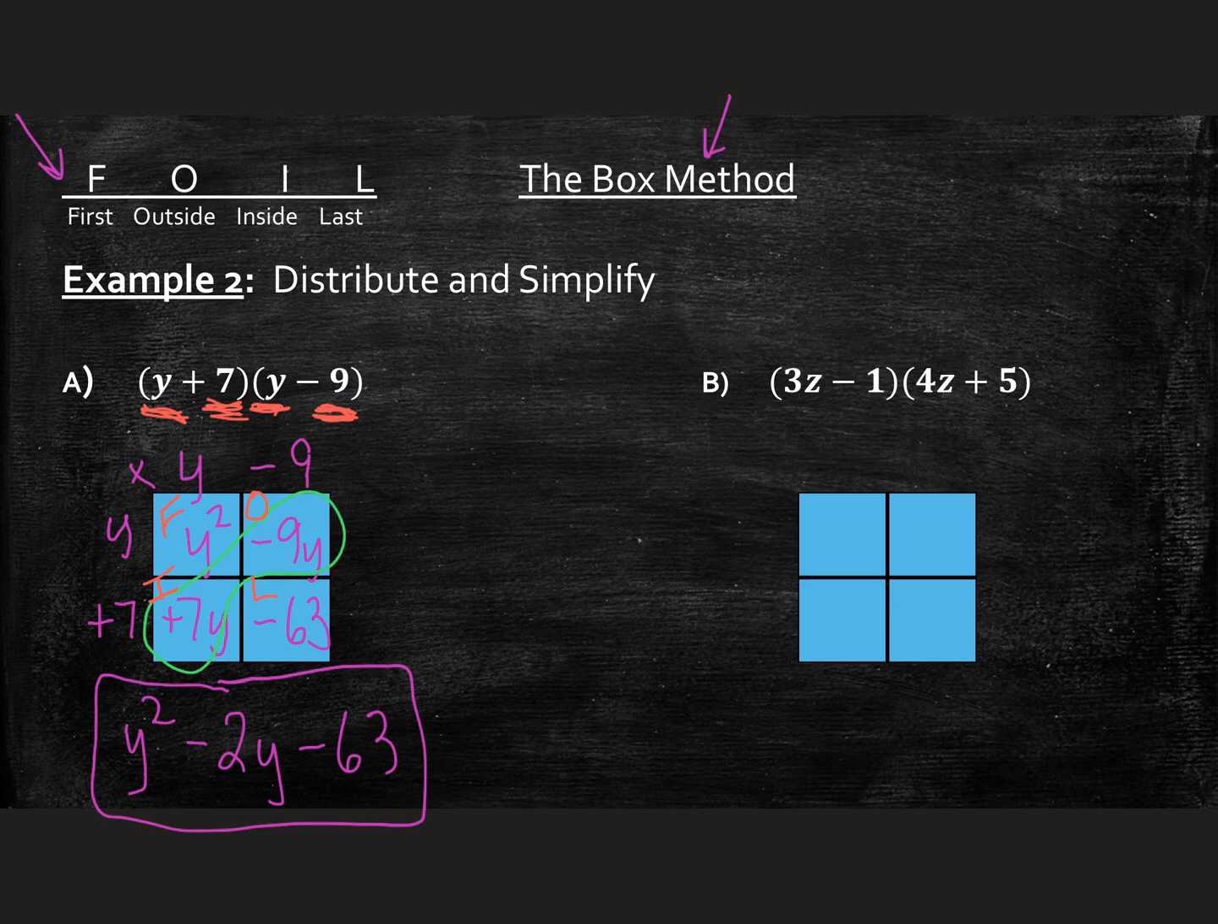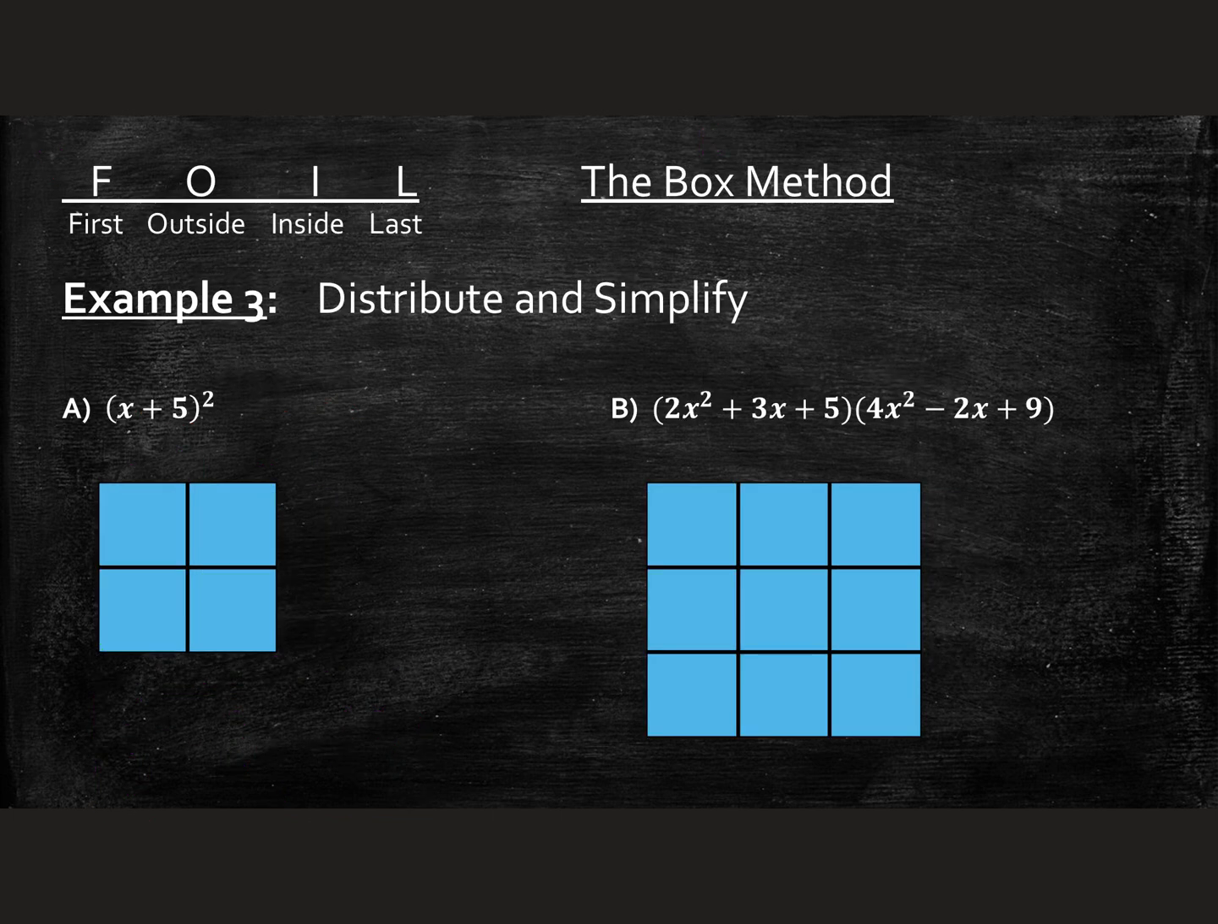Okay, so let's try part B. If you want to pause the video and try this on your own, go ahead and do that, and then press play when you're ready to check your answer. All right, go ahead and check your answer. Hopefully you got the same thing that I did, and notice that you did need to combine that diagonal, and most of the time you will do that when you are using the box method.